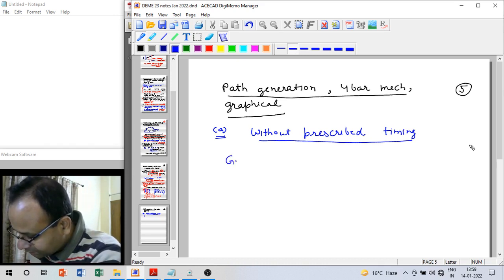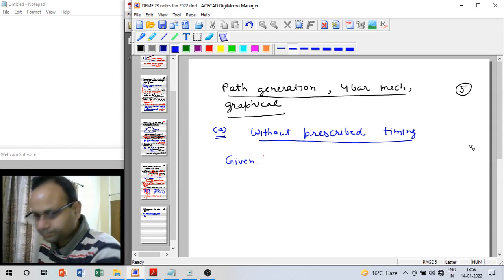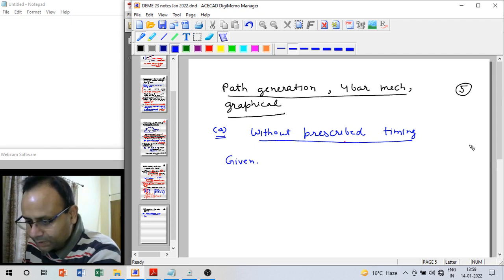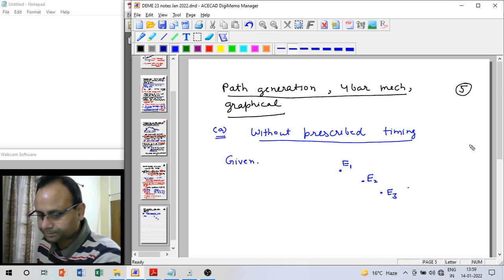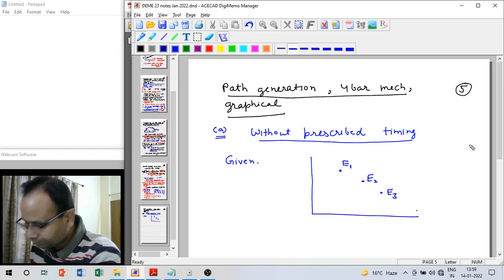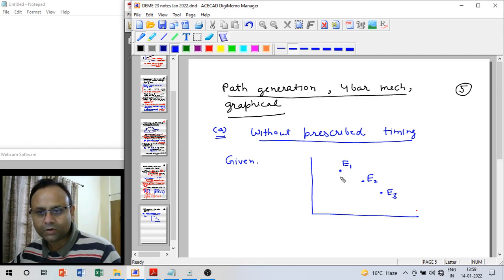So in this, what is given is a point on the coupler has to pass through, let us say, these points. Let us call this E1, E2, E3. Okay, that's all that is given. A point on the coupler has to pass through these 3 points, and now design the mechanism.